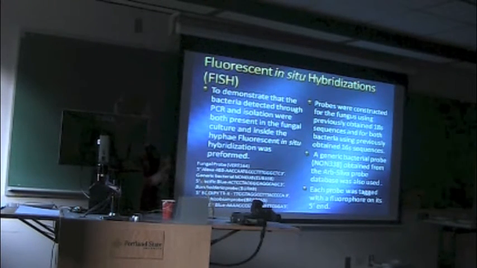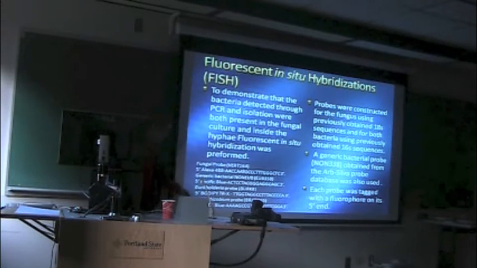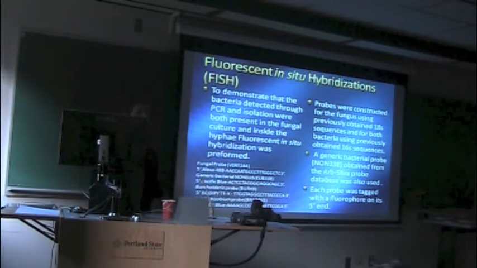I created a probe for the Bradyrhizobium based on the 16S sequence, and one for the Burkholderia based on the 16S sequence. I also used a generic bacterial probe that I got from the ARB-SILVA probe database, and that was the non-338. I had the probes constructed, so here's actually the sequences, and each one was flagged on the 5' end with a fluorophore.